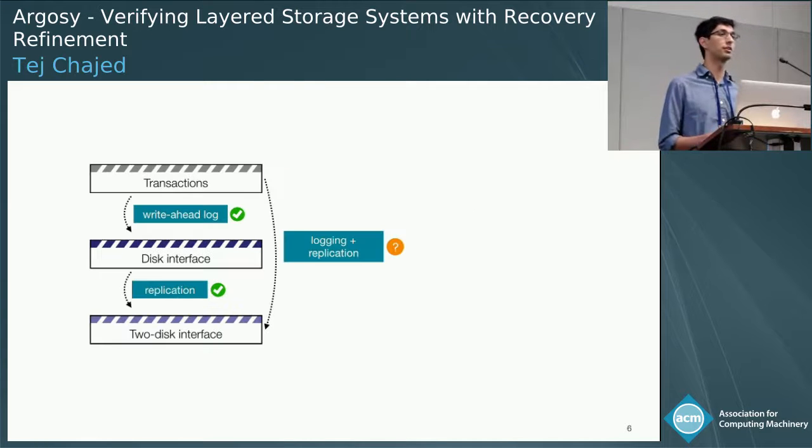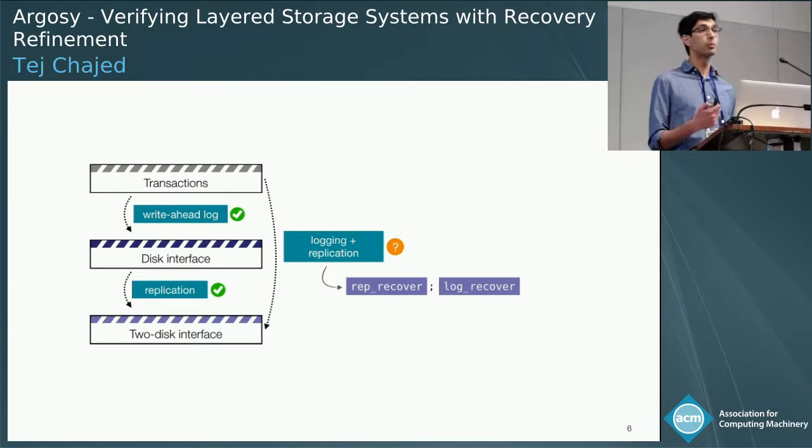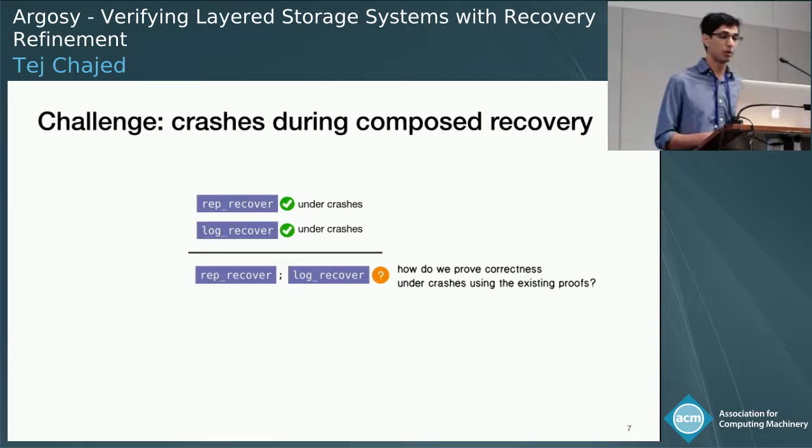So now you look at this picture and you think, surely we can compose these two things together, but you're also careful and you want to prove your code correct. And the trouble is that in order to implement logging on top of replication, we need to run both recovery procedures on crash. And this is a challenge for formal reasoning. Specifically, while we have a proof for both of these recovery procedures in isolation, a crash during the composed recovery procedure doesn't directly resemble a crash during either sub-recovery. So how do we reuse these proofs?